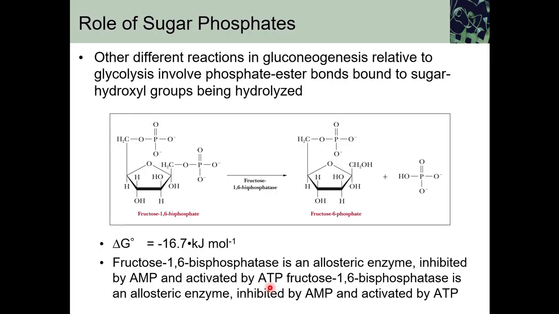Now, why is it inhibited by AMP? When you have a lot of adenosine monophosphate, what did we say? That is a state where the cell is deficient in energy, right? It does not have energy. And so this makes sense in the sense that fructose 1,6-bisphosphate has to be channeled into glycolysis and therefore for the production of ATP, because your cell is lacking in ATP when you have a lot of adenosine monophosphate.